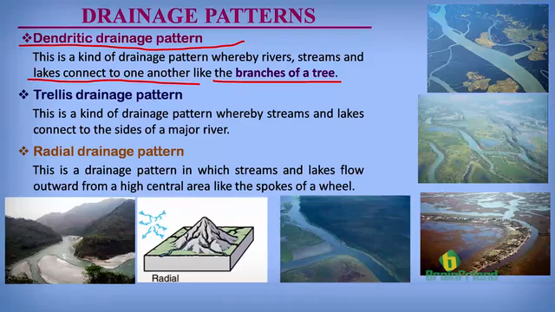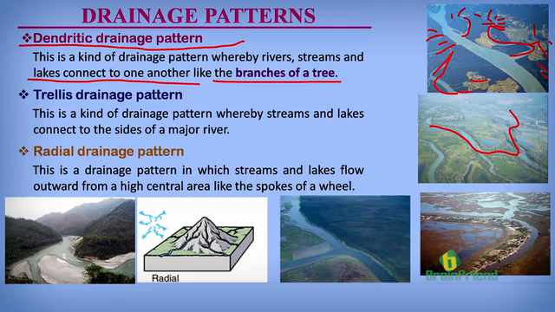Let's look at the images. You can see what a dendritic drainage pattern could look like. Doesn't this look like a tree with different branches and different connections? This looks like what a tree would appear like. This also looks like the different branches of a tree. You can see different branches, giving off branches just like a tree.